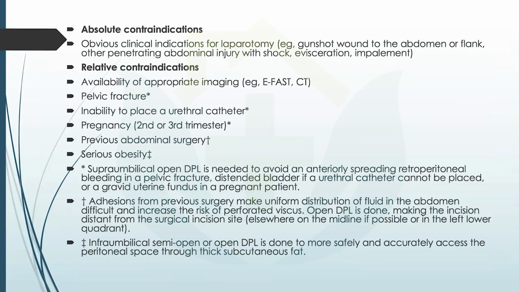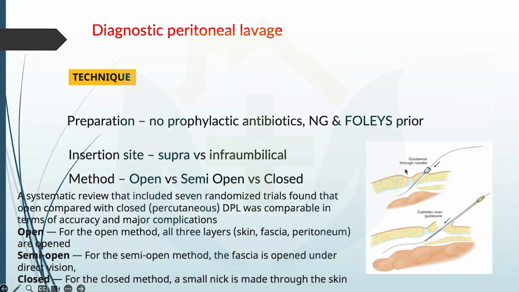You will not go for DPL if you don't have availability of appropriate imaging like ultrasound and CT, you don't need DPL. Or if you have a pelvic fracture. Why pelvic fracture is a contraindication is that you are introducing this catheter 2 centimeters below the umbilicus, and pelvic fracture can extend the hematoma anteriorly, so it is a relative contraindication. Although you can go for a supraumbilical incision here.